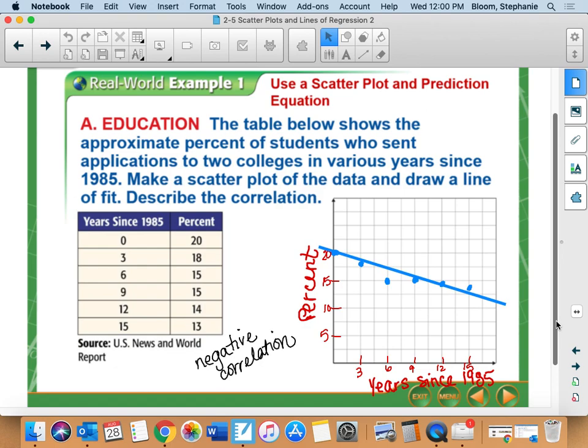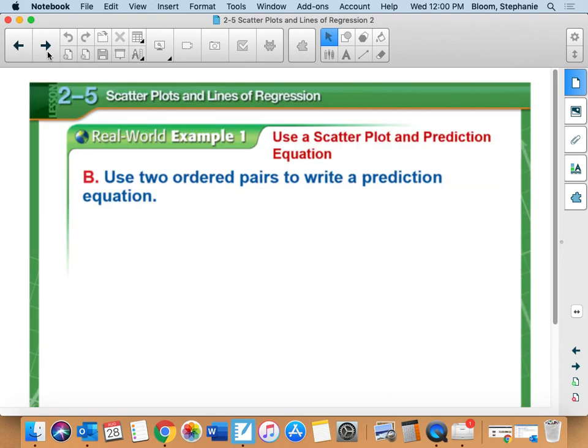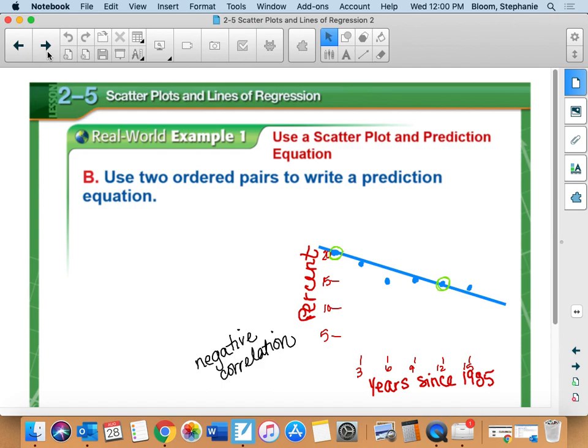And we're going to use those 2 points. I'm going to just circle those so we remember what those 2 points are. Those are the 2 points that we're going to use in the next part of this. So part B, where they are asking us to use 2 ordered pairs to write that prediction equation. Those 2 ordered pairs that we had were this point right here, which was 0, 20, and then this point right here, which was 12, 14.